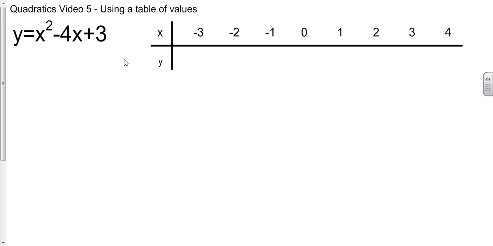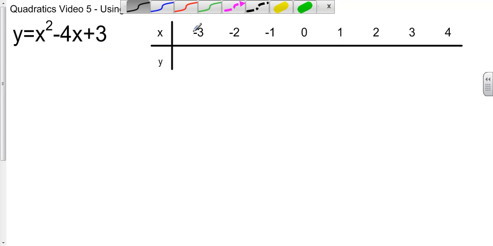Hi there, in this video on quadratics we're going to look at how we can take an equation of a quadratic, put it into a table and plot the values to give us an idea of what the curve looks like. It's generally an inaccurate way of finding minimum, maximum and solving the quadratics, but it's sometimes a common question on exam papers, so let's have a look at how we go about it.